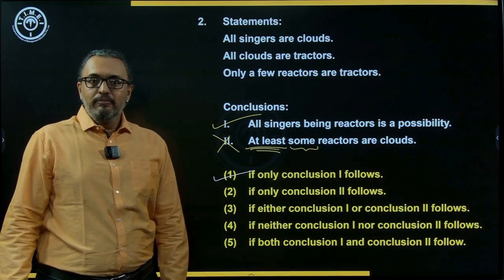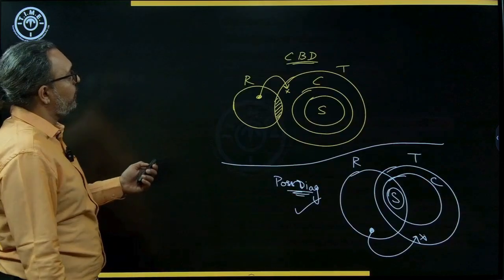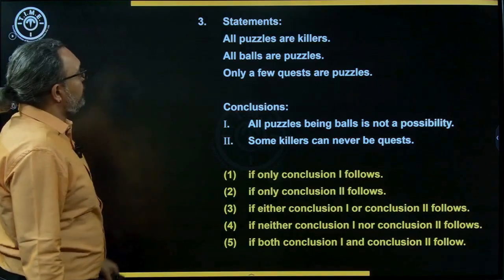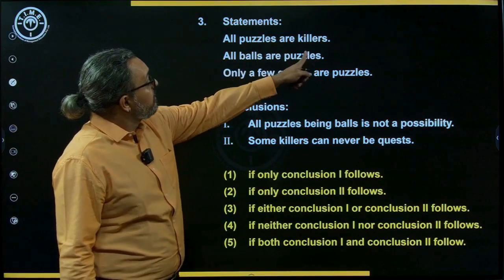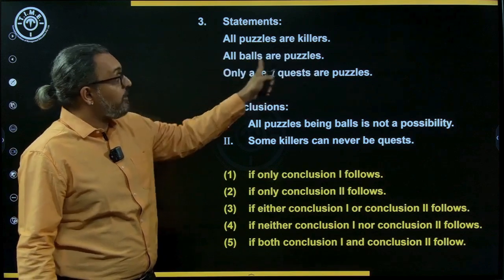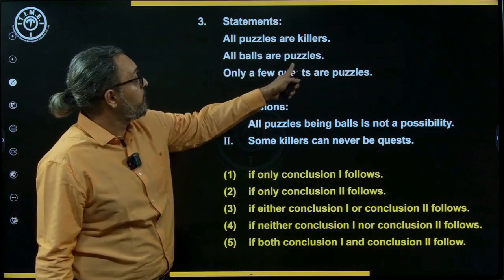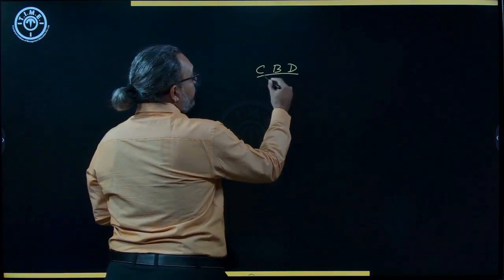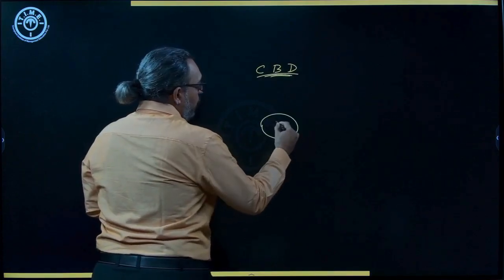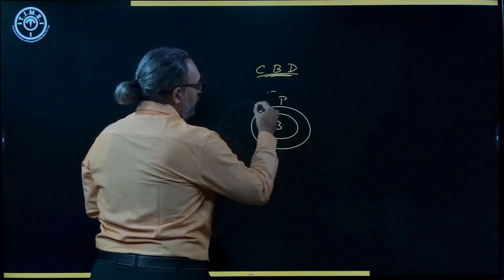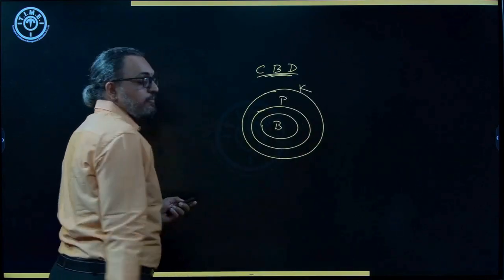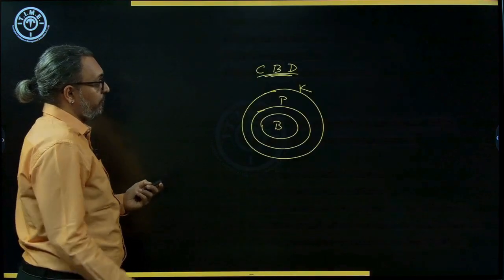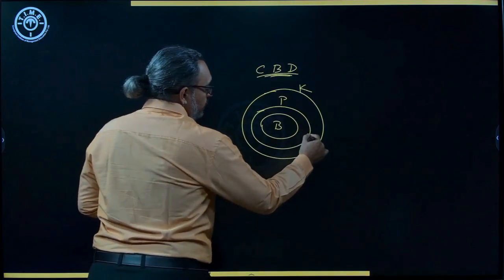Understood? Practice. Okay. Then next. Right. Now we have all puzzles are killers, all balls are puzzles. So I'll write this first. I'll draw this first. All balls are puzzles, then all puzzles are killers. Okay. The combined diagram. All balls are puzzles. All puzzles are killers. Correct. And then only a few quests are puzzles. Okay. So like this.